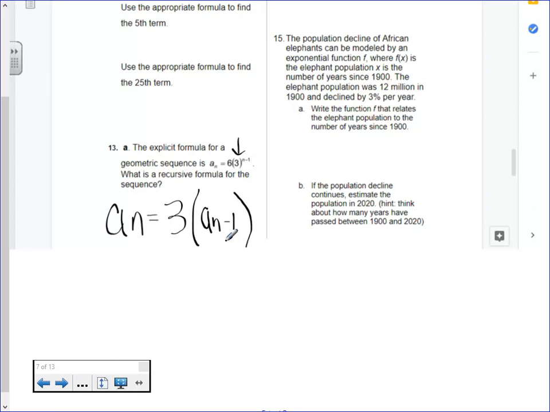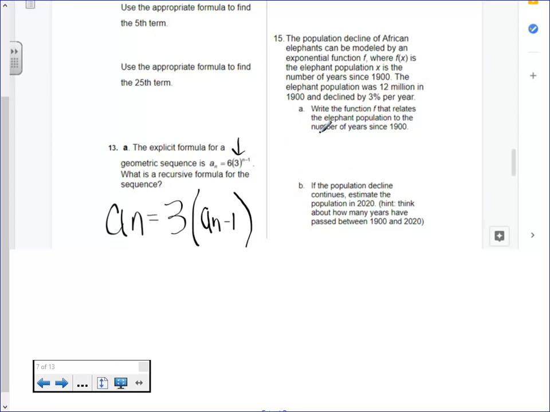Number 15, the population decline of African elephants can be modeled by an exponential function where f of x is the elephant population, x is the number of years since 1900. The elephant population was 12 million in 1900 and declined 3% each year. Write the function that relates the elephant population to the number of years since 1900.